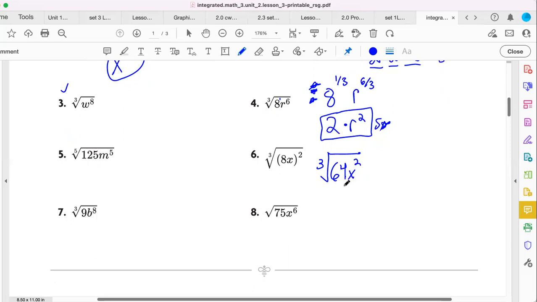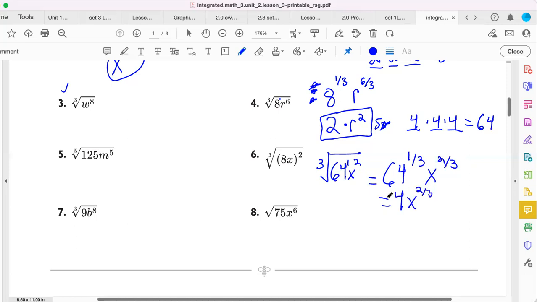And then in here, maybe you want to doll this up a little bit. Acknowledge that this is 64 to the first power. So you could say it's 64 to the 1/3 power, x to the 2/3 power. And this is cool, but there's definitely a number that when multiplied by itself 3 times equals 64. Do you know what that number is? It's 4. So you can take this further and say that this is just 4x to the 2/3 power.